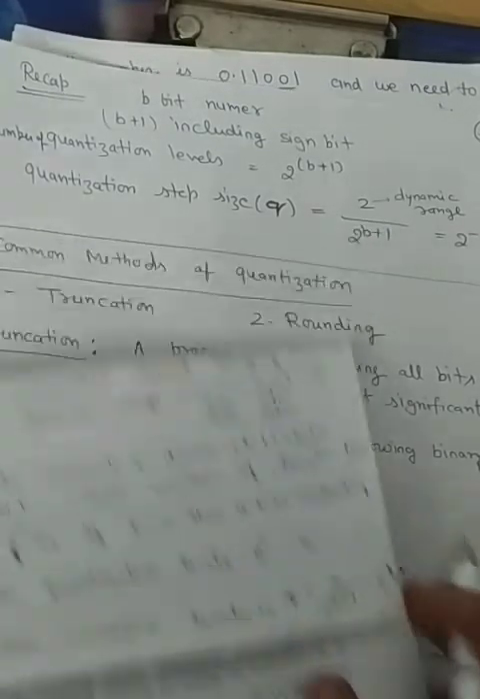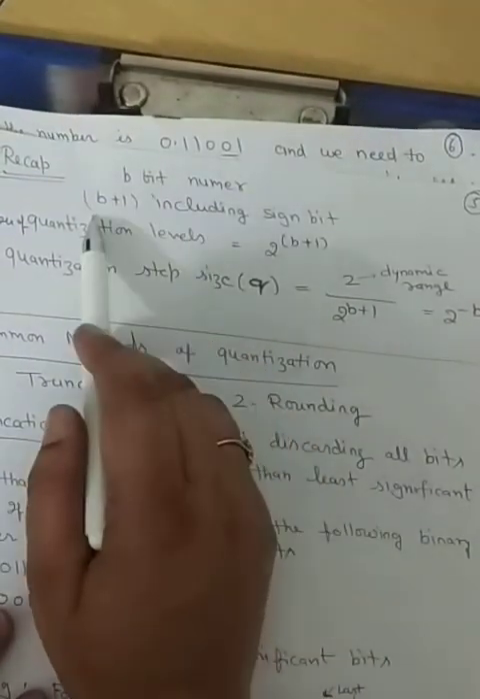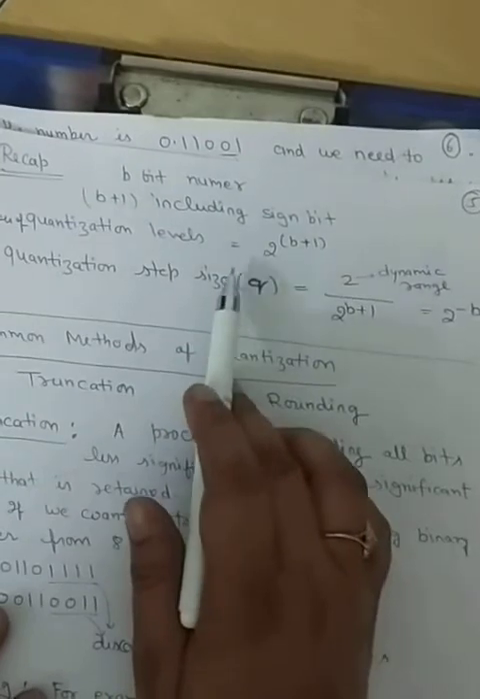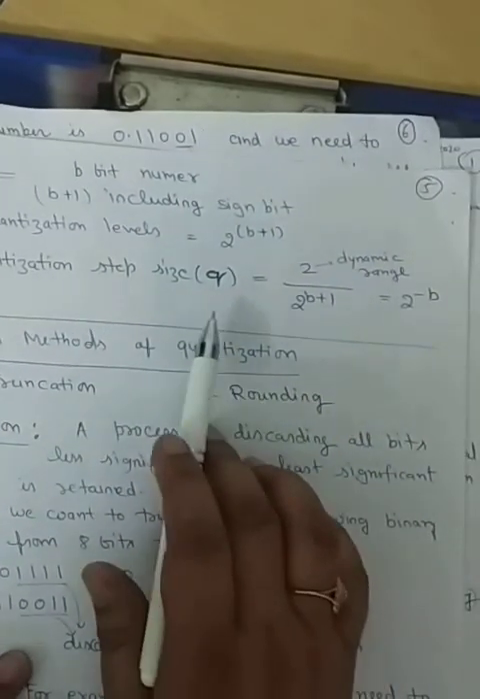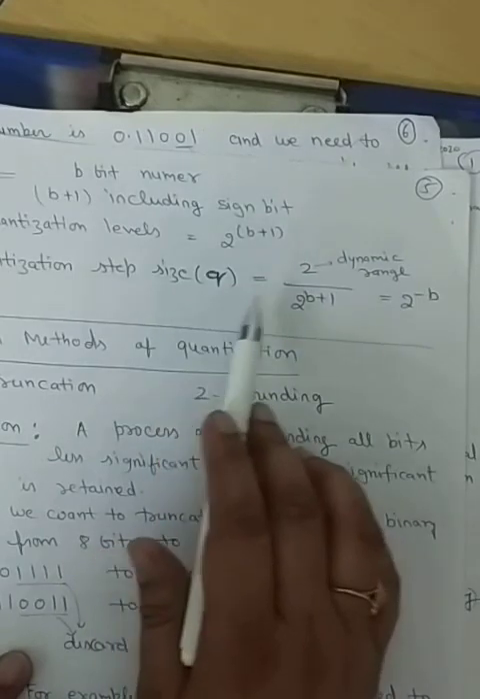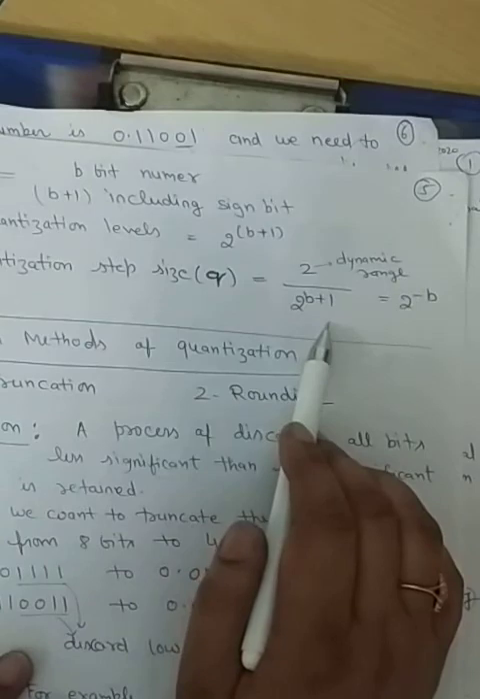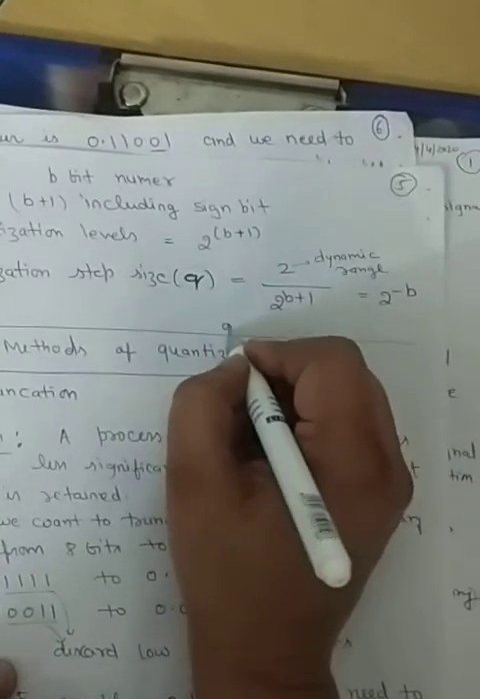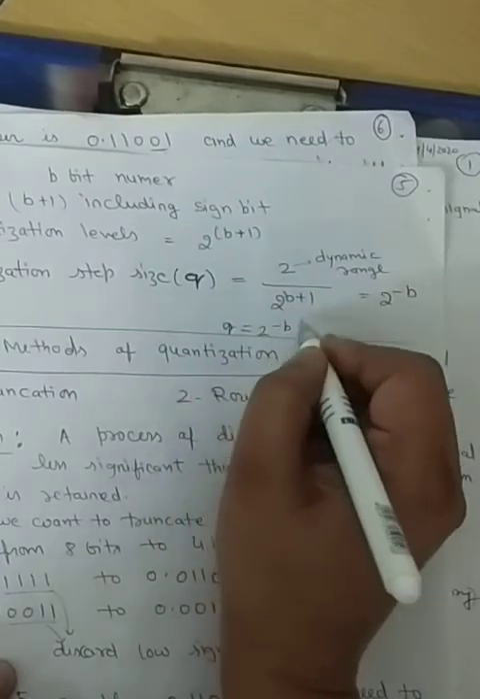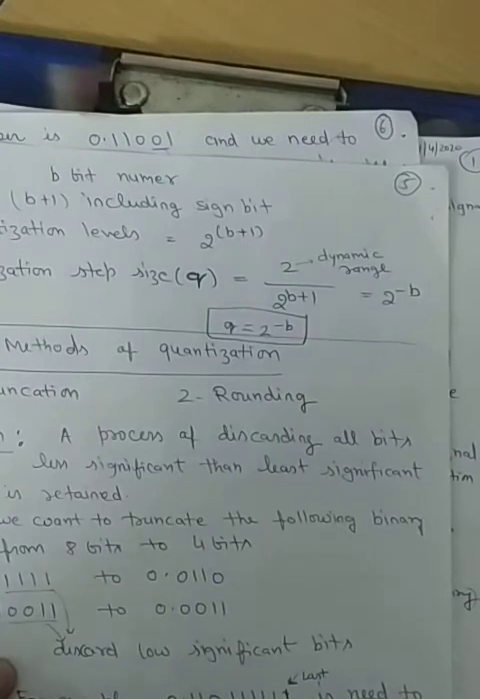So in summary, a b-bit number including the sign bit will have a total number of quantization levels 2 raised to power b plus 1. Quantization step size is calculated by dividing the dynamic range by the number of quantization levels, and we find that q is equal to 2 raised to power minus b, and it is very useful in solving different numerical problems.